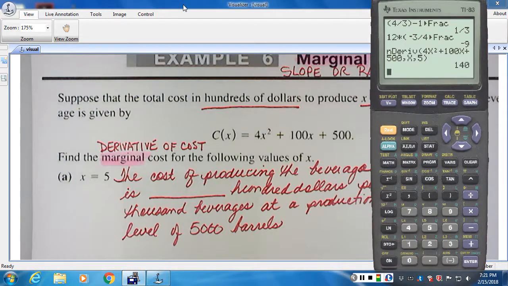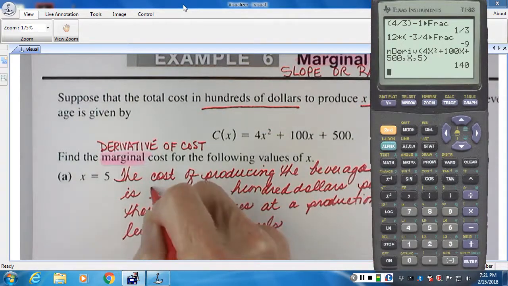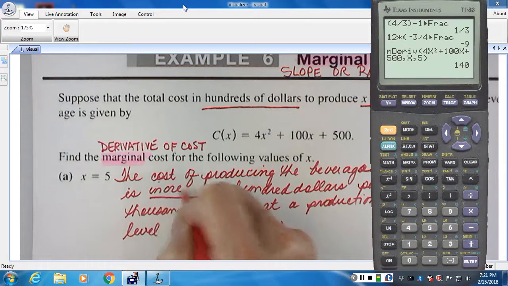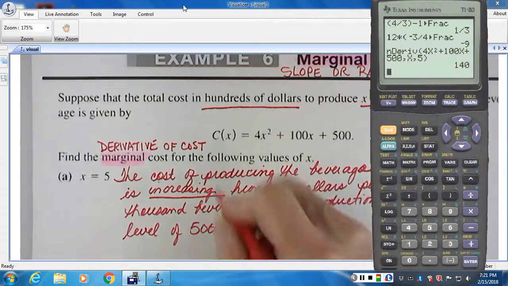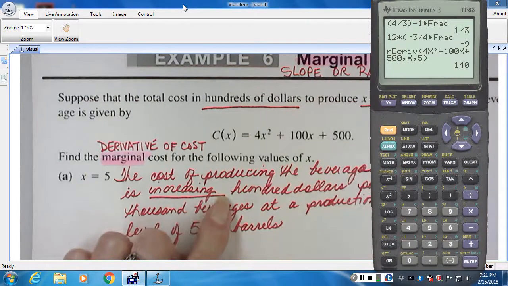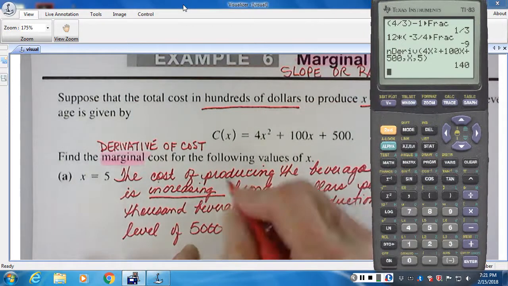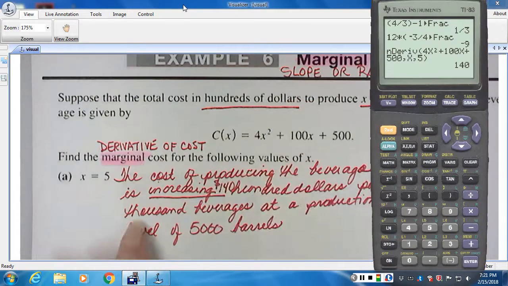And that's positive. So for that reason, the cost of producing the beverage is increasing $140 per 1,000 beverages at a production level of 5,000 barrels.